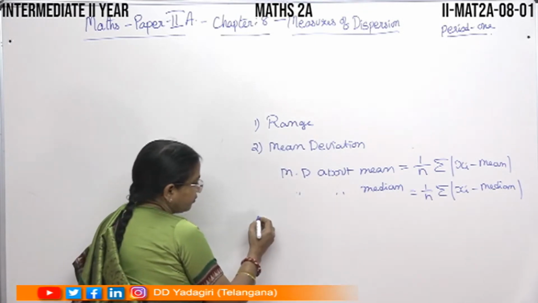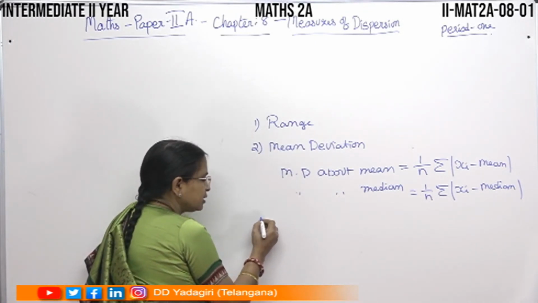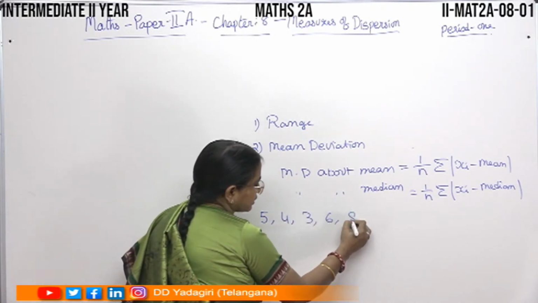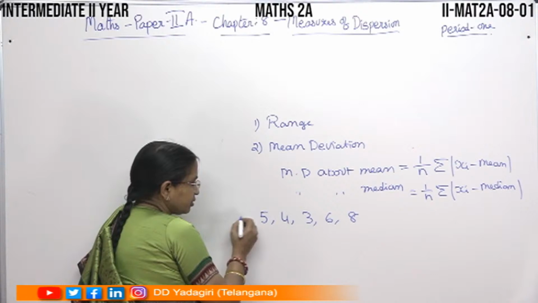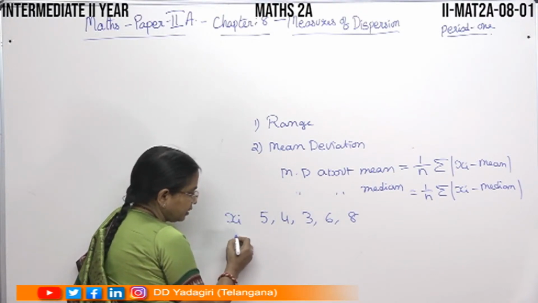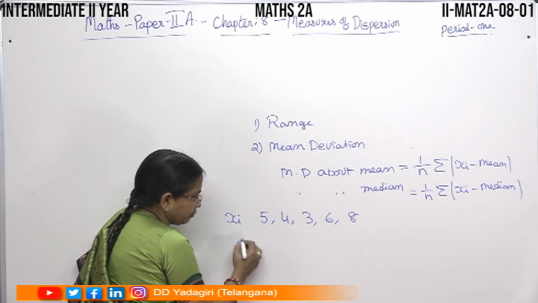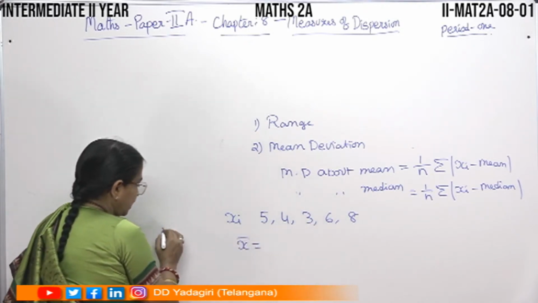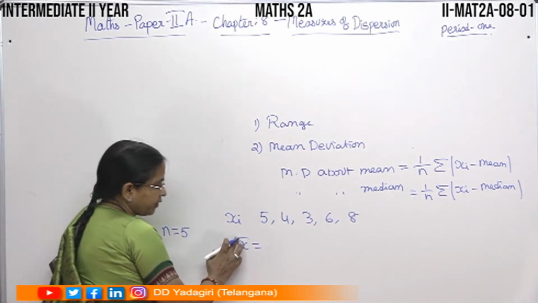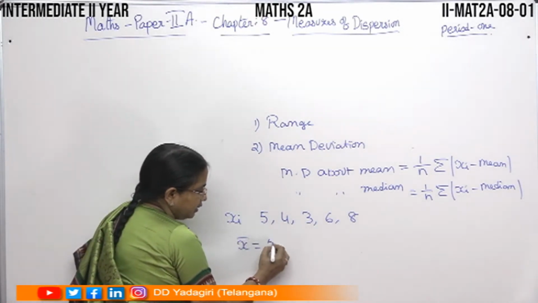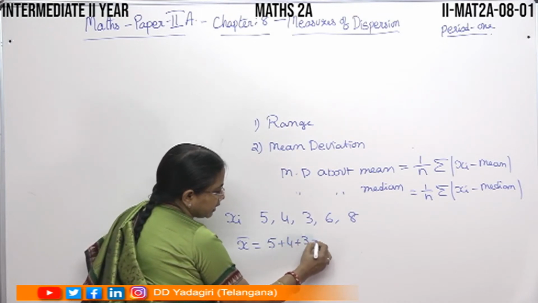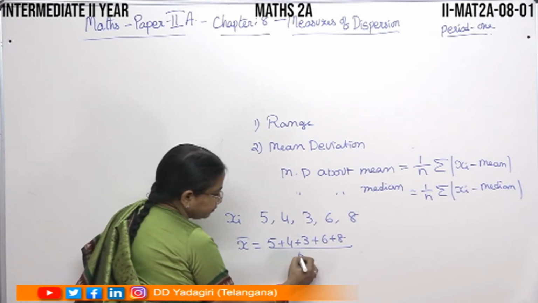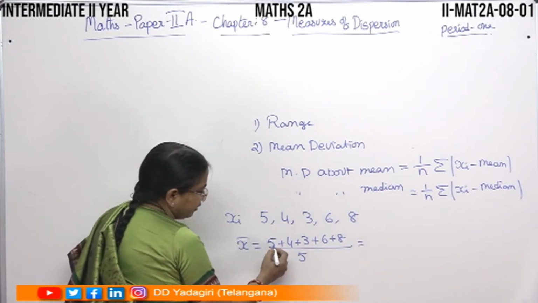So how to find this mean deviation about the mean? Suppose you are given data as 5, 4, 3, 6, 8, with 5 values. These are your xi's. Then what do you do? You find x bar, the mean. How many values are there? 5 values, so n is equal to 5. Now find x bar. Mean is just the average: 5 plus 4 plus 3 plus 6 plus 8, by 5. So simplify.